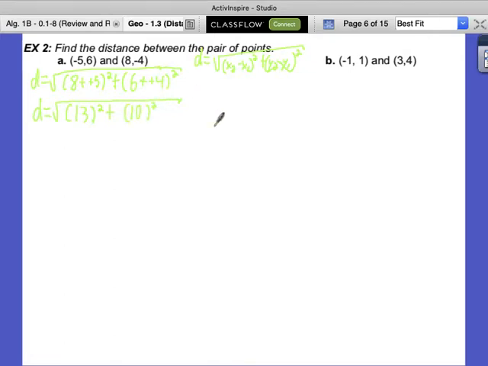So now we have distance is equal to the square root of 13 squared plus 10 squared. What would come next in our math steps? Ray? Exponents. So 13 squared, so 13 times 13. Kevin, what is that? 13 times 2 is 26. What's 13 times 13? 13 squared.